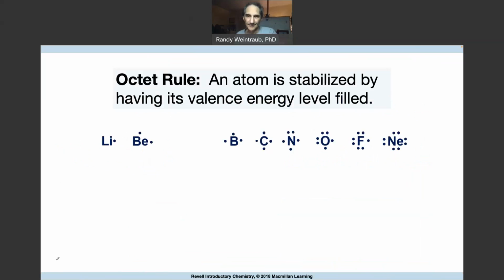The octet rule. Again, an atom is stabilized by having its valence energy level filled. Noble gases already have that filled, as represented here for neon. However, other atoms can fulfill the octet rule by gaining or losing electrons to form ions. Or we'll also see they can do this by sharing electrons, and that is reserved for nonmetals.